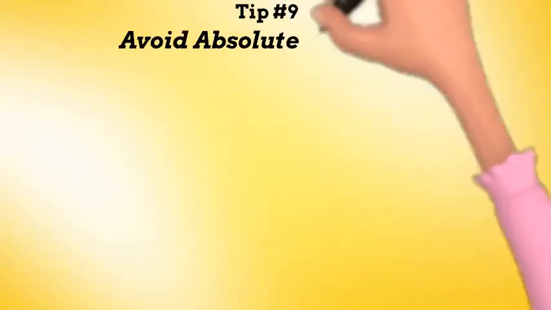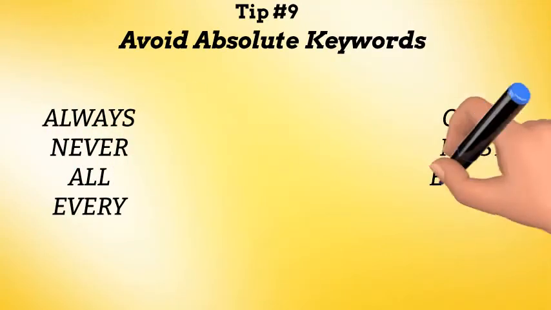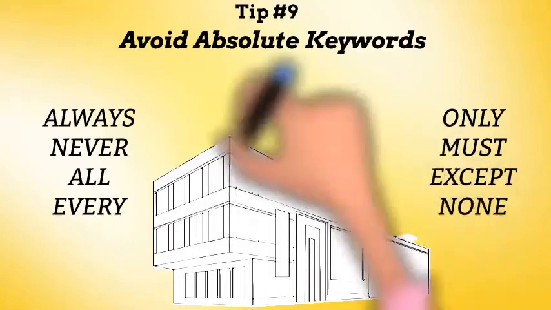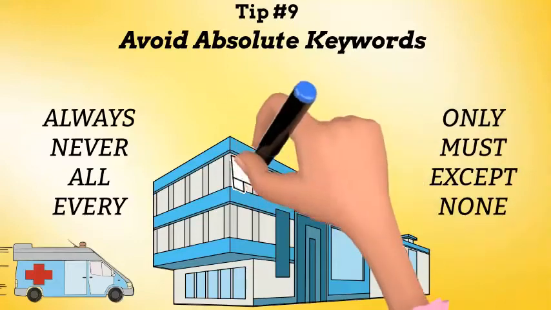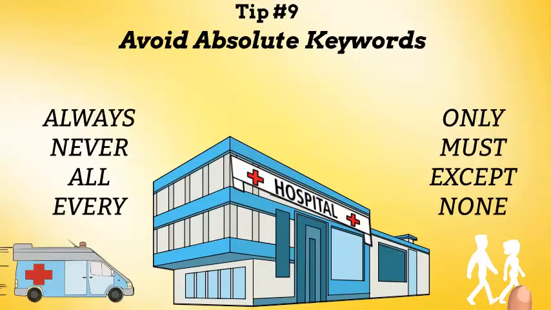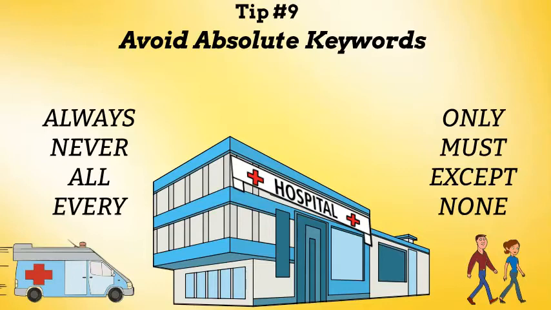Tip number 9, avoid absolute keywords. Words like always, never, all, every, only, must, except, and none are all absolute keywords. By choosing an answer that contains one of these absolute keywords, you are essentially stating that something is always one way or another. But one thing we know about nursing is that things will surprise you at every turn. Nothing is set in stone, so avoid most answers with absolute keywords.